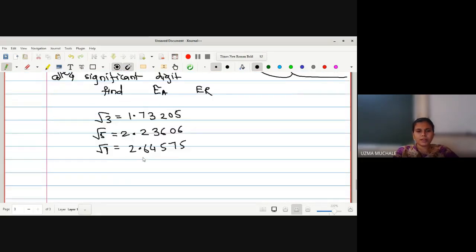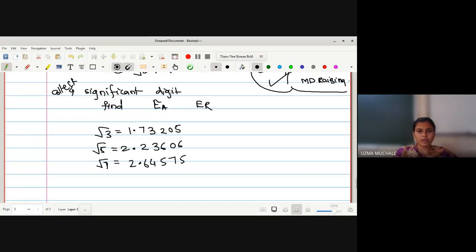Okay, have you taken the values? Now what is the question? Collect the 4 significant digits and find its absolute error and relative error. Okay, now let me first take the 4 significant digits from this.